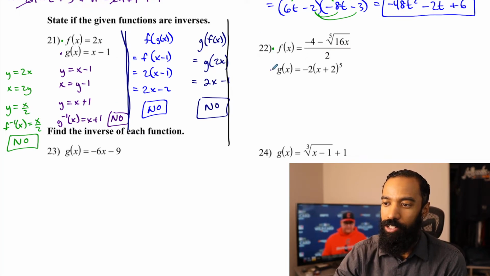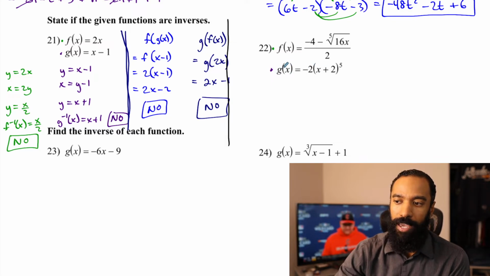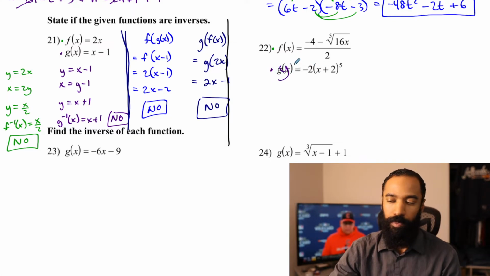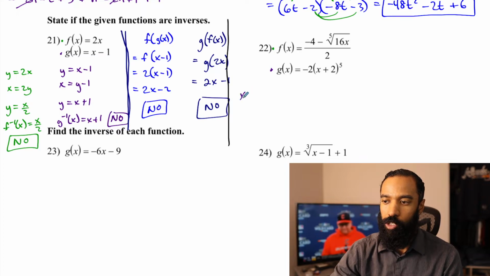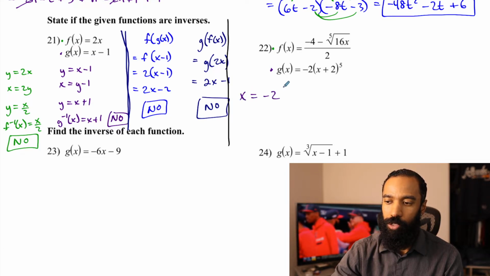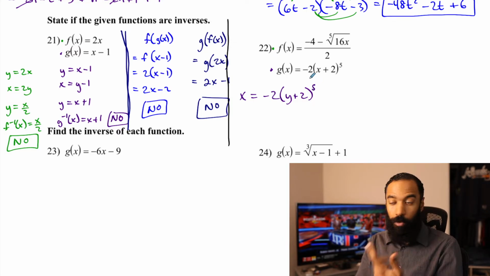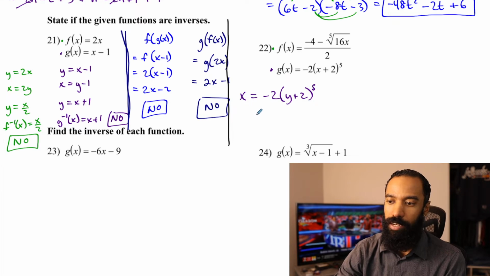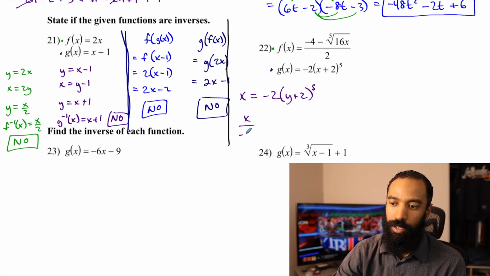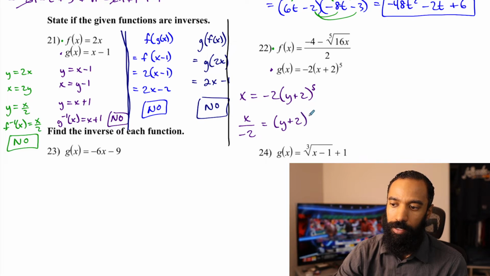Let's try g of x here. So let's swap x and y. Remember, g is y. So swap x and y. X equals negative 2 times y plus 2 to the 5th power. All right, let's go ahead and solve for y all over again. Divide both sides by negative 2, and you get x over negative 2 equals y plus 2 to the 5th power.